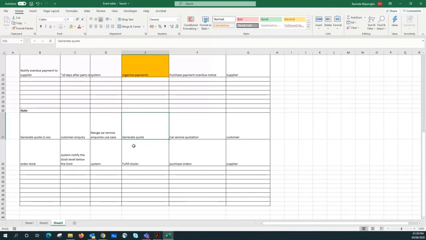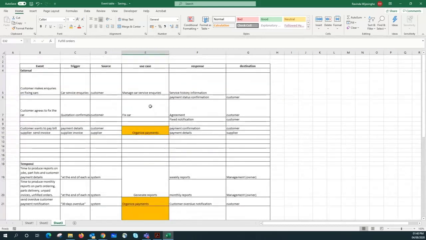So I may give, okay, rather than generate code, I will say organize car service. Organize car service. Okay. So I just name it like that. Okay. And then the final one is the fulfill orders or fulfill stocks. Actually, I will just write fulfill orders rather than fulfill stocks. All right.